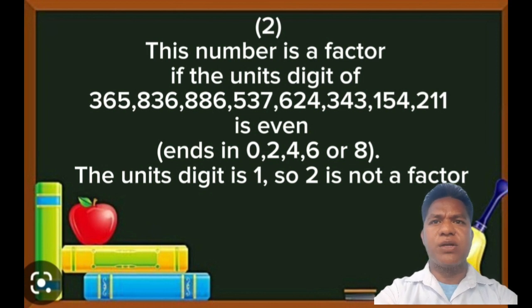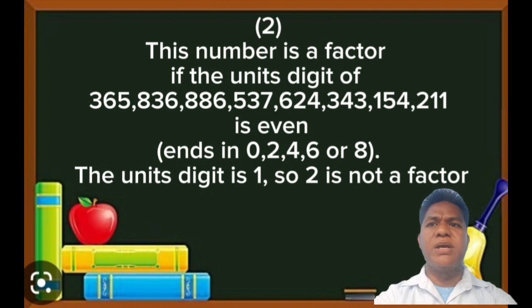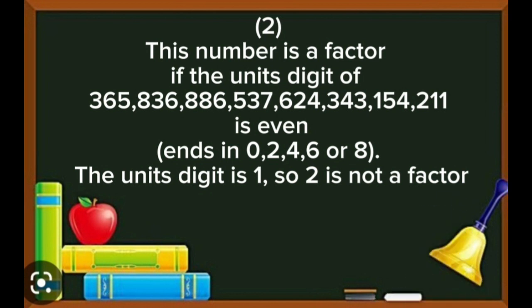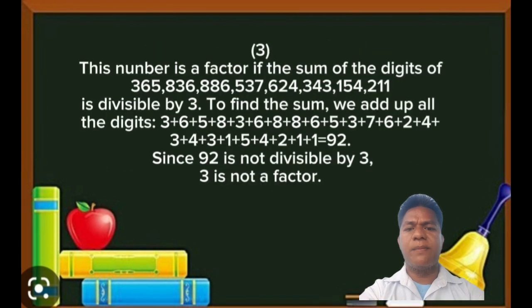This number is a factor if the units digit of 365 sextillion, 836 quintillion, 886 quadrillion, 537 trillion, 624 billion, 343 million, 154,211 is even. It ends in 0, 2, 4, 6, or 8. The units digit is 1, so 2 is not a factor. Now, let's proceed to number 3.